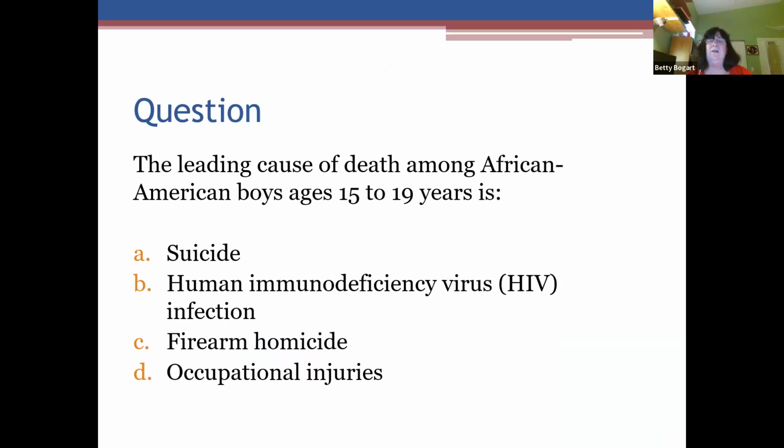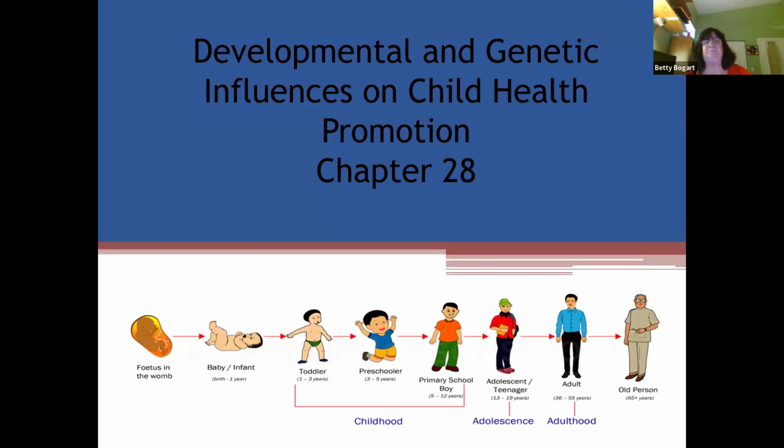So, leading cause of death among African American boys ages 15 to 19. So these are your adolescents, right? What behavior here do you think is going to be number one? Would it be C? Yes, it is. It's firearms. Now, the second would be suicide, but yes, very good. All right.